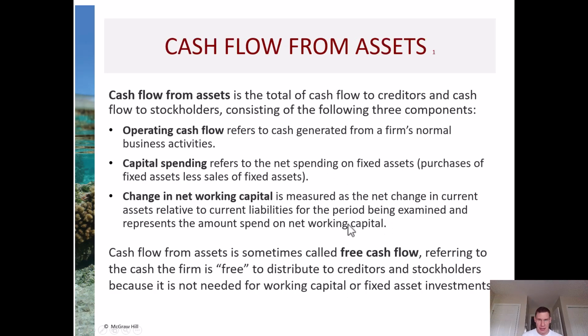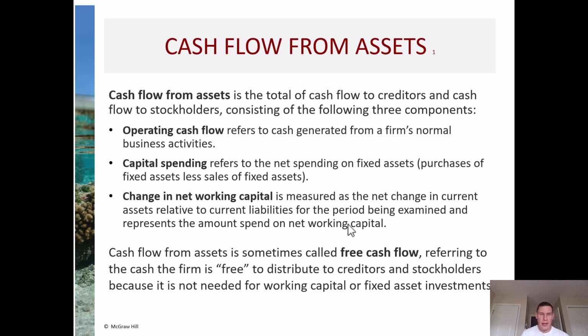And then cash flow from assets. So cash flow from assets is the total of cash flow to creditors and cash flow to stockholders, consisting of the following three components. Number one, operating cash flow, which refers to cash generated from a firm's normal business activities. So think about revenue generation. Number two is capital spending, which refers to the net spending on fixed assets, which is purchases of fixed assets less sales of fixed assets. So think about the difference between the two.